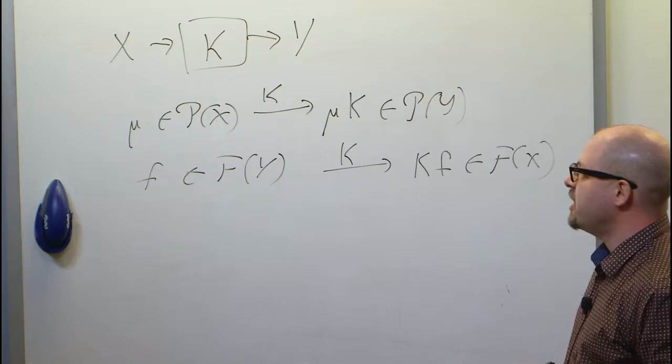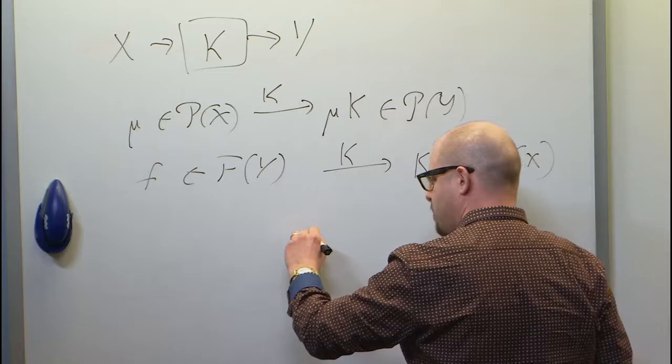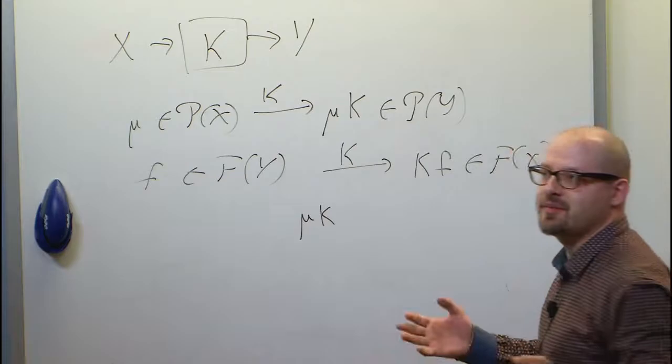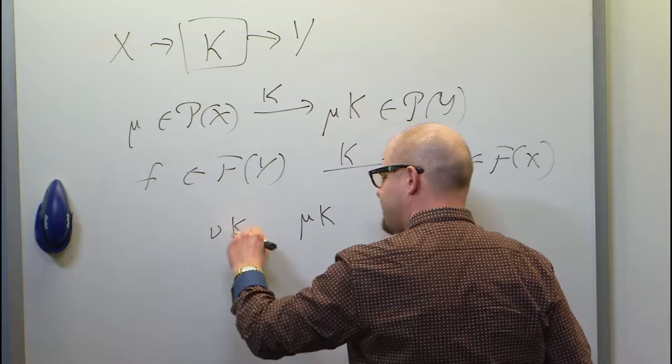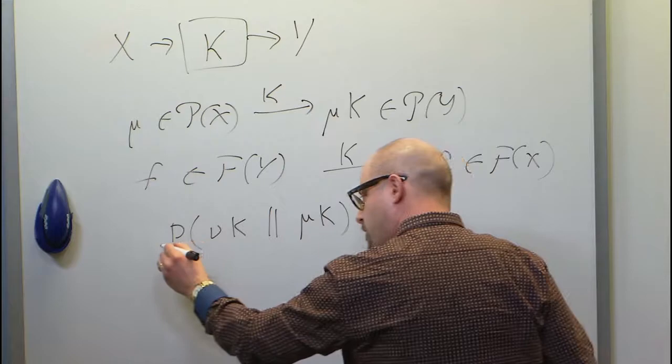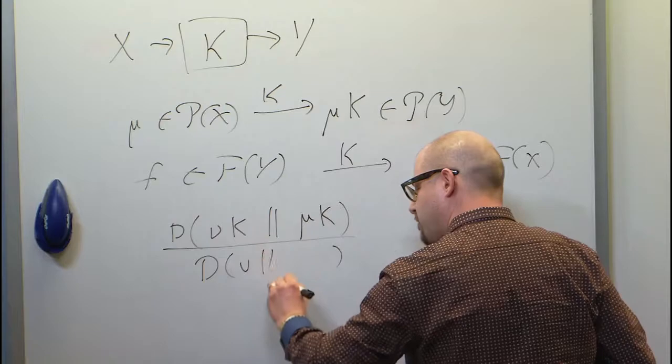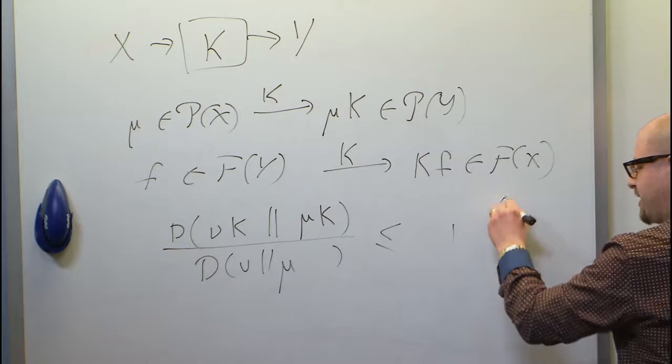So the ordinary data processing inequality says that if I were to fix mu and then look at the result of passing that through k, and then I will take some other distribution nu, pass that through k, and then compare them in the sense of relative entropy. We know that the ratio of the output relative entropy to the input relative entropy is less than or equal to 1. And that's just the standard data processing inequality.